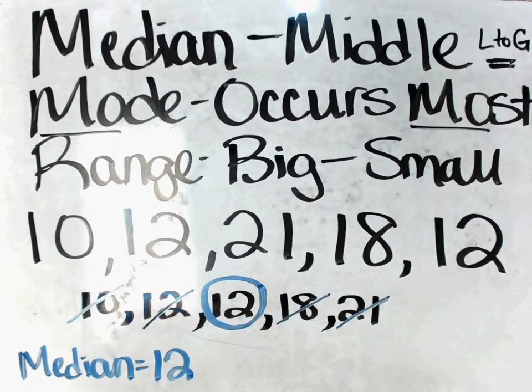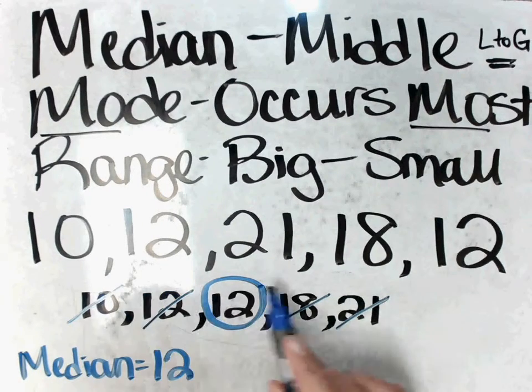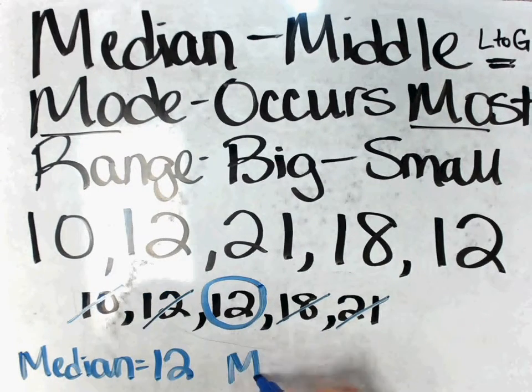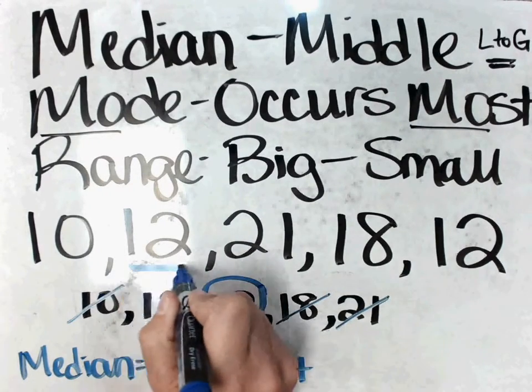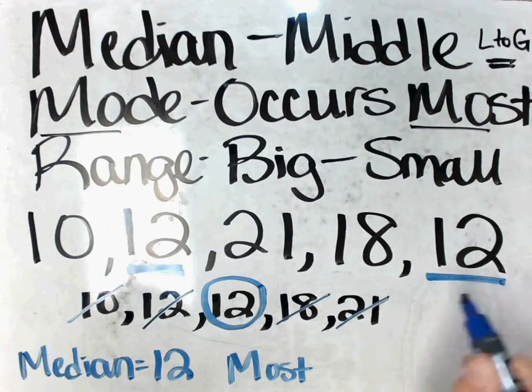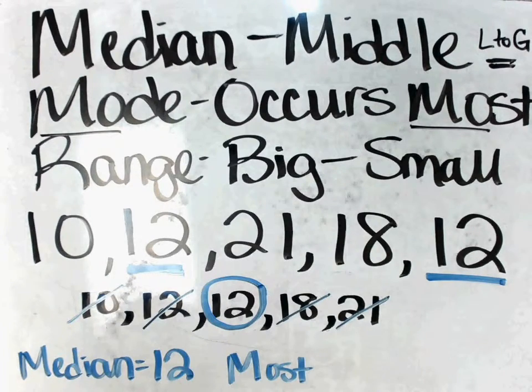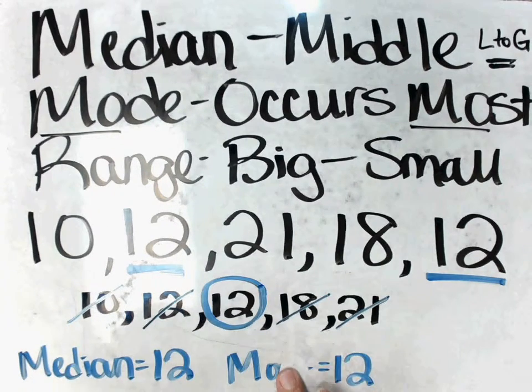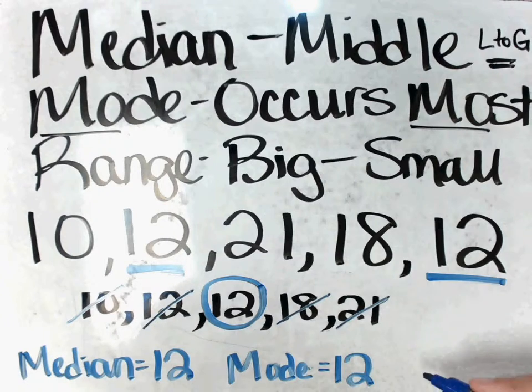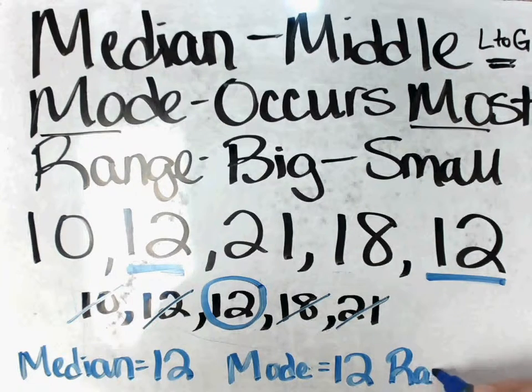Now we're going to find our mode. We're going to look at our set of data and say, okay, which number occurs the most often? Well, there's only one number that's repeated twice. All the other numbers are just one time in the set of data. So the number that occurs the most is 12. So it is our mode. Most, our mode.